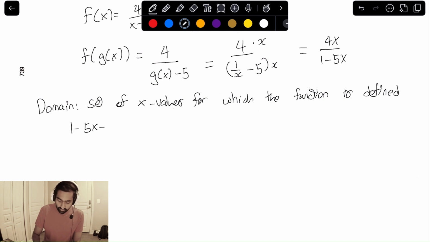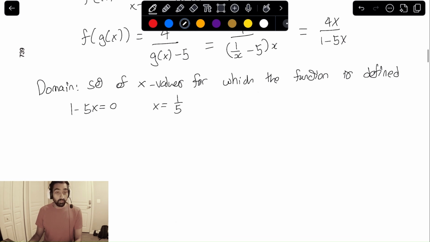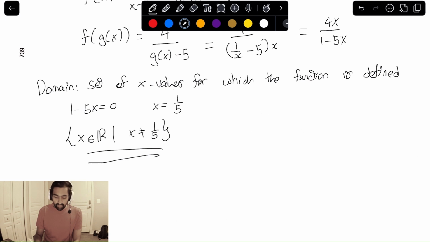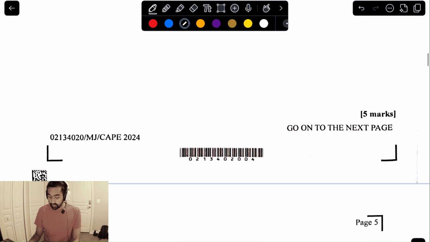So if I solve 1 minus 5x equals 0, I get x is equal to 1 over 5. So my domain is basically everything except 1 over 5. So I can write this as the domain of the function being the set of x in the set of real numbers, that's what this means, such that x is not equal to 1 over 5. This is the domain of my function f of g of x.